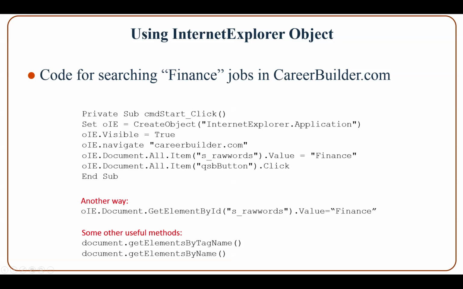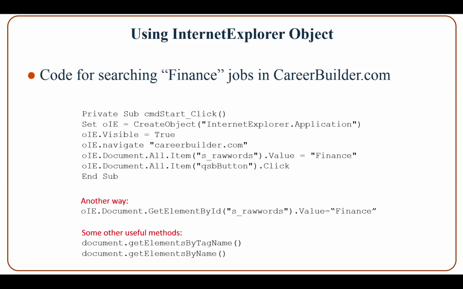Normally, each element has both ID and name. You can find element by ID as well. So getElementById, and you give it the ID of the element you want to get. And in this case, it is s_rawwords. It is the text box for keywords. And you assign the value property to a string finance.